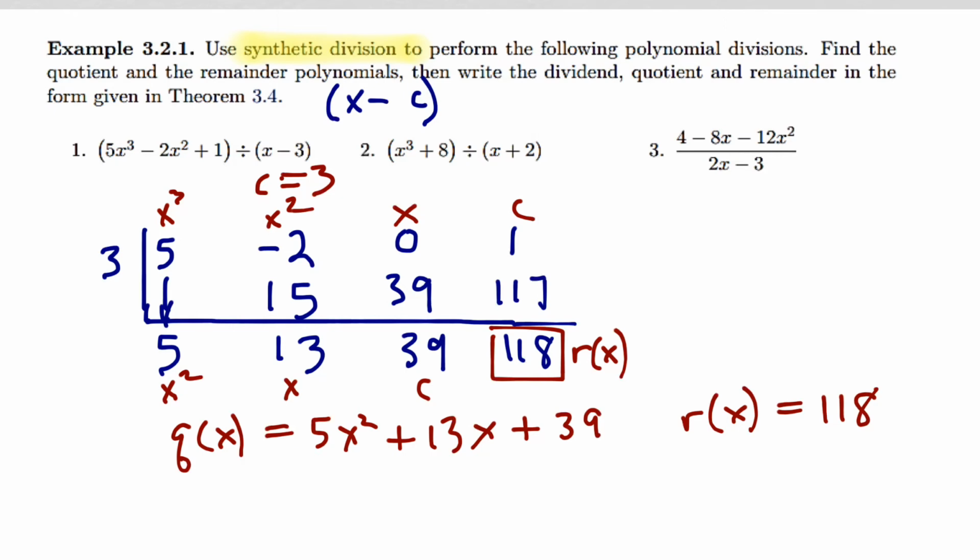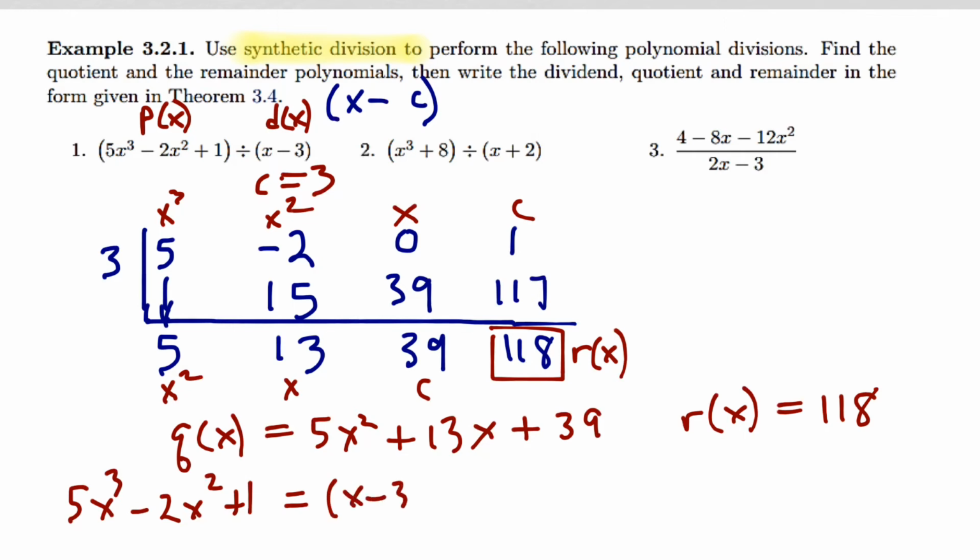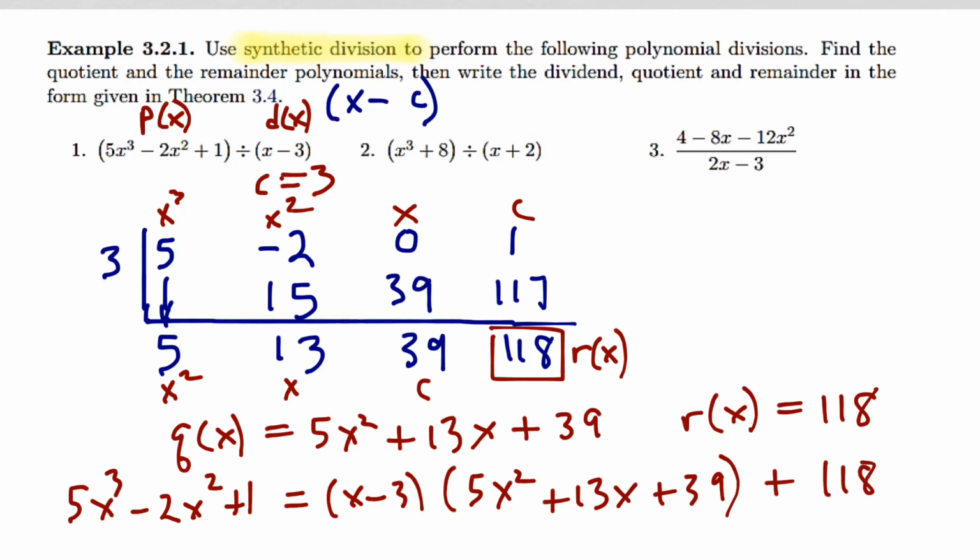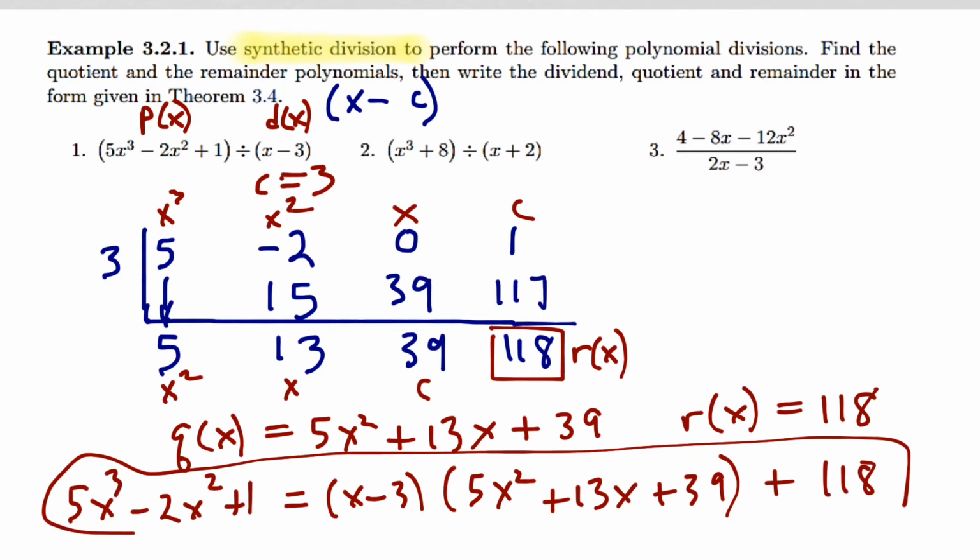Then this is my p of x up here, and this is my d of x. So my unique equation that I can write is that p of x is equal to d of x times q of x plus r of x. And this is the unique equation that I can get by dividing by x minus 3.